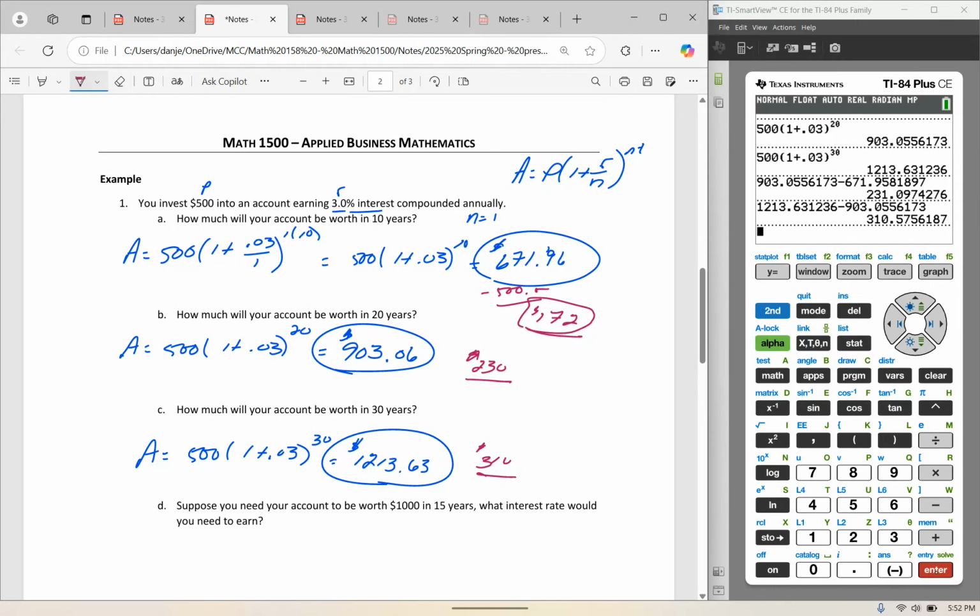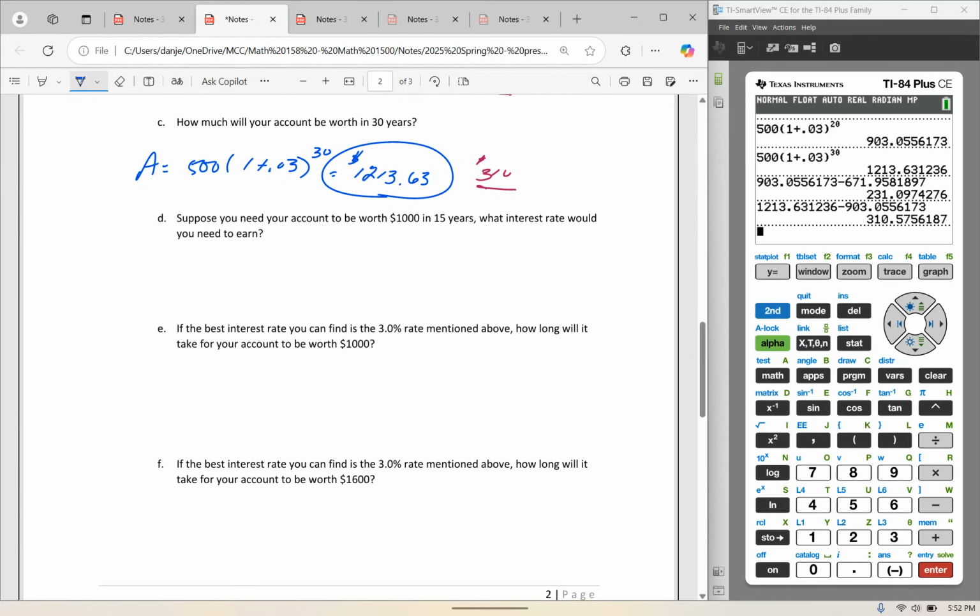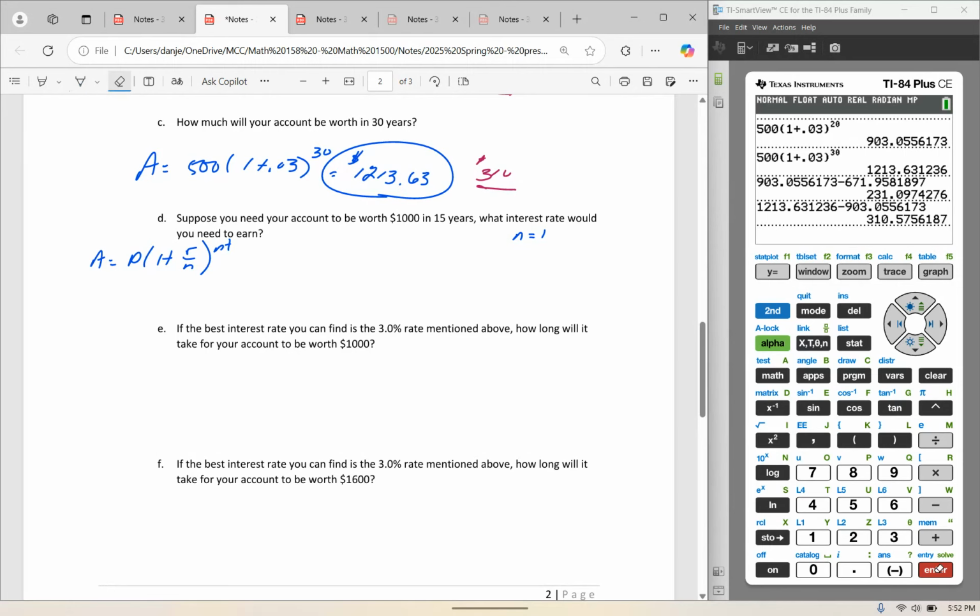Okay. Now, here are a couple of different questions working with the formula. Suppose you need your account to be worth $1,000 in 15 years. What interest rate will you need to earn? And again, we're going to work with the assumption that it's annual interest, so n is 1. So again, that function, 1 plus r over n to the nt, where those n values are 1s, that formula can become p times 1 plus r to the t.